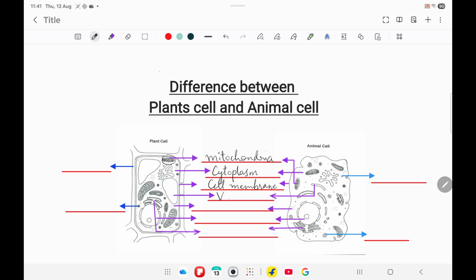The next one is the vacuoles. The vacuoles in plant cells are larger as compared to the animal cells. The next is the presence of ribosomes. Next is the presence of nucleus. Nucleus is present in all the cells except the bacterial cell, where the nucleus is not present. And the last one we will talk about is the endoplasmic reticulum.